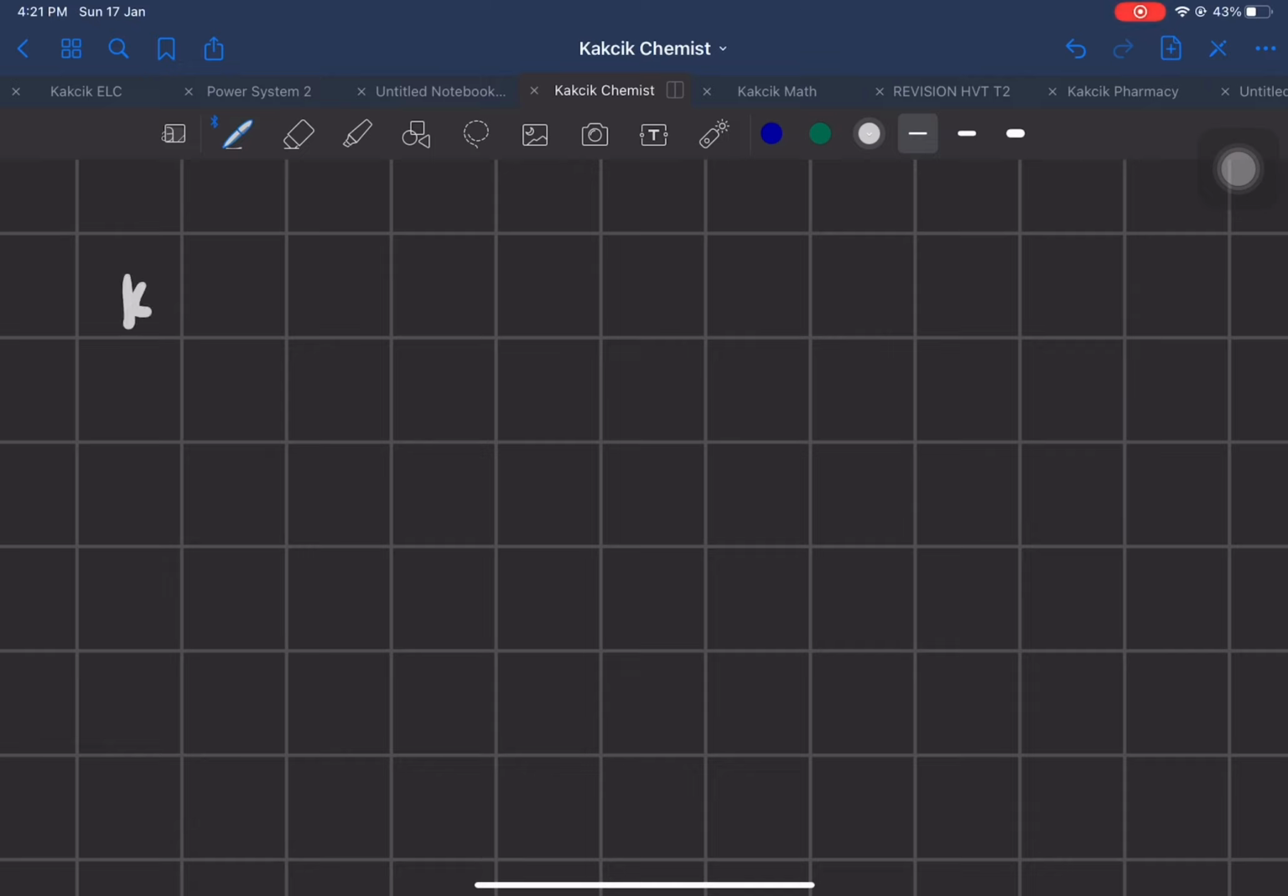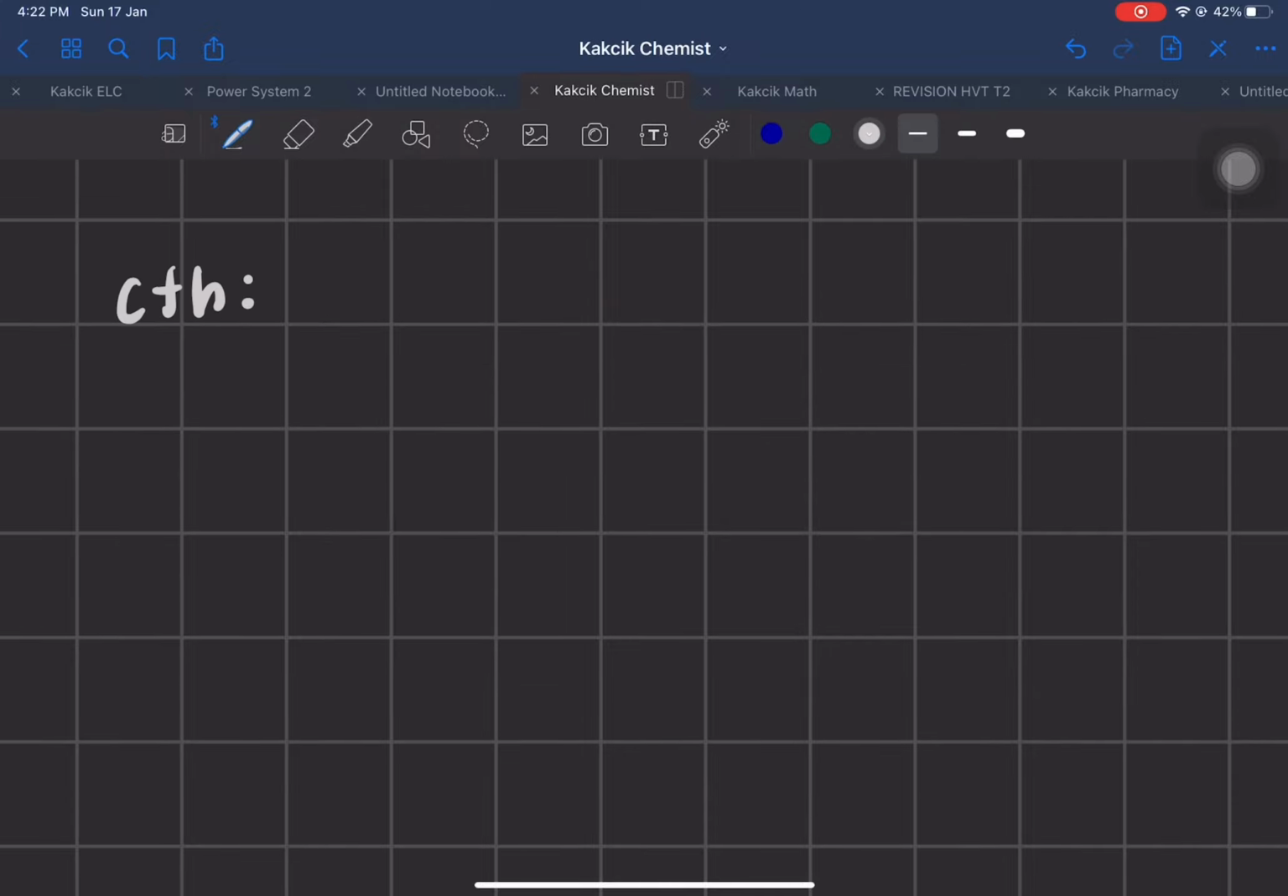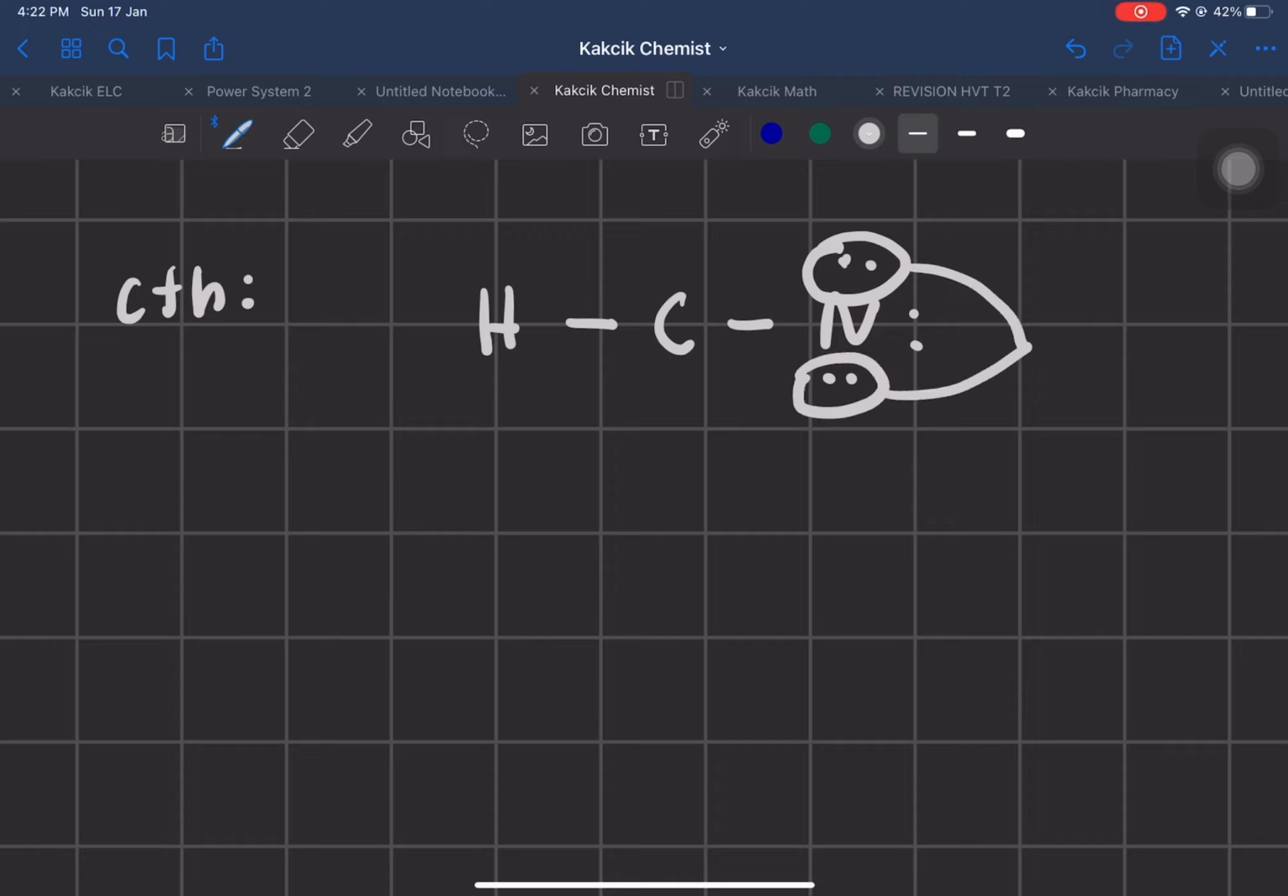Okay, bear in mind, kalau kita boleh buat bond, kita lukis bond bukan lone pair. Sebagai contoh, HCN. H single bond with C and single bond with N. Okay, N pula dia ada octet rule kan.